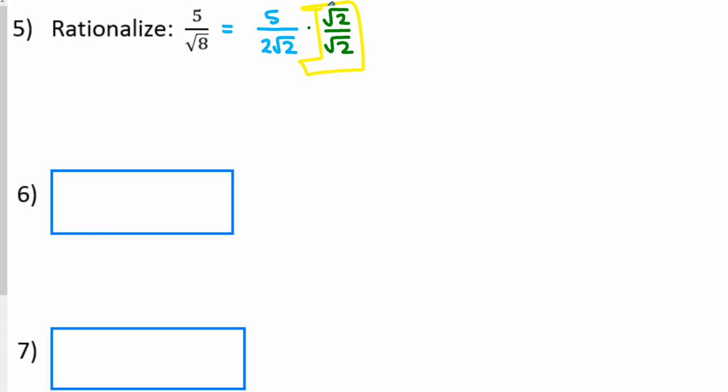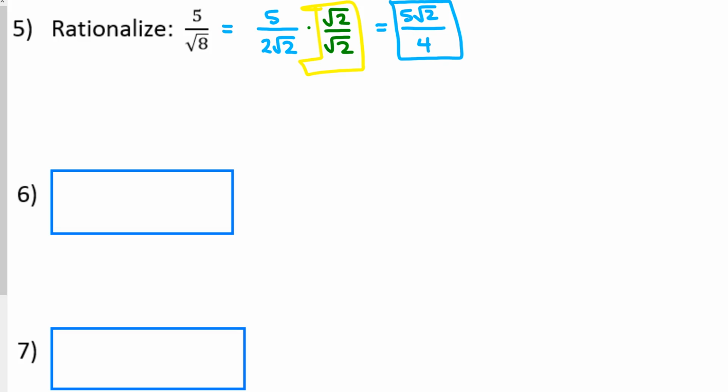Okay, so now that we're multiplying by square root 2 over square root 2, multiply the numerators and we get 5 square root 2, and multiply the denominators. 2 times square root 2 times square root 2 is going to be 4. So this expression is now 5 square root 2 over 4. Remember, it has the same value as the original expression, it just looks different.